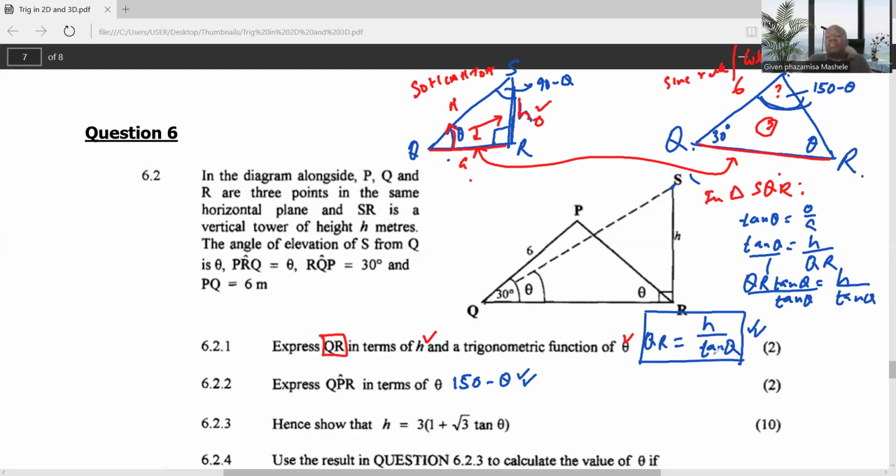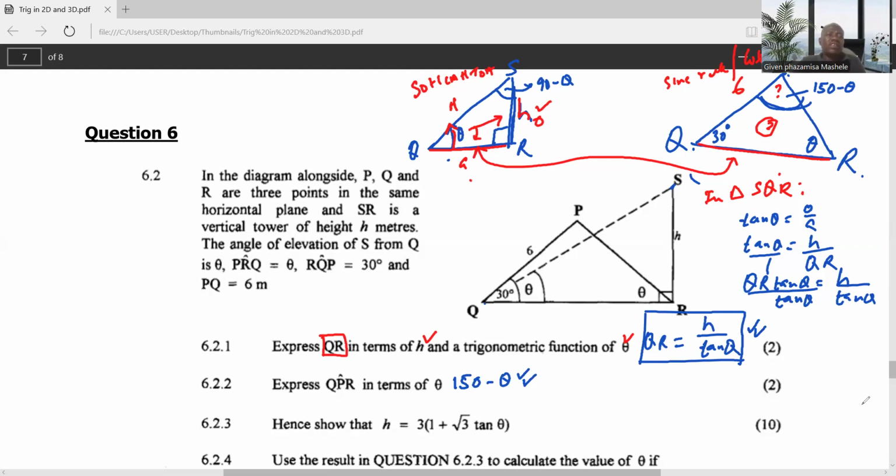It's 150 minus theta. We got it. Then the second one says, hence show that H equals this. Obviously, it means we're no longer using this triangle. We have to move to the next triangle, QRP.